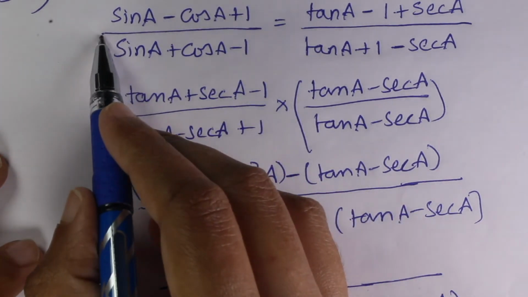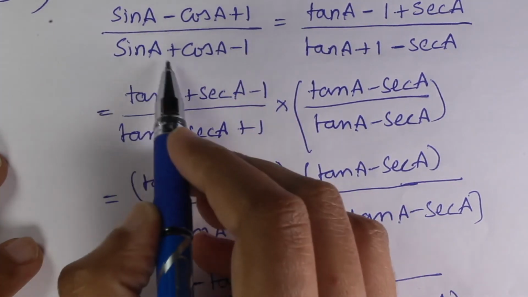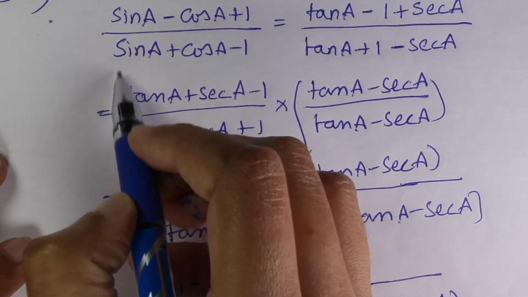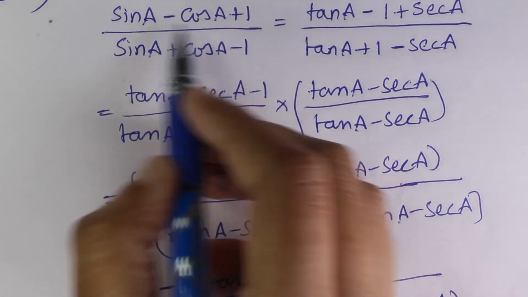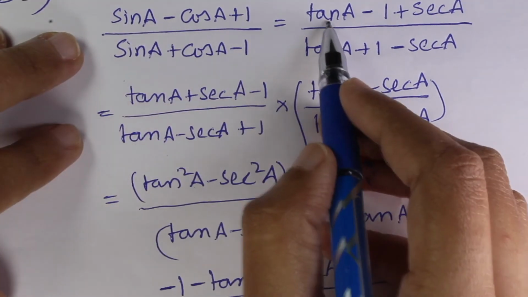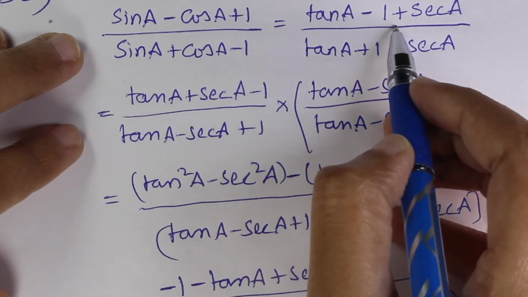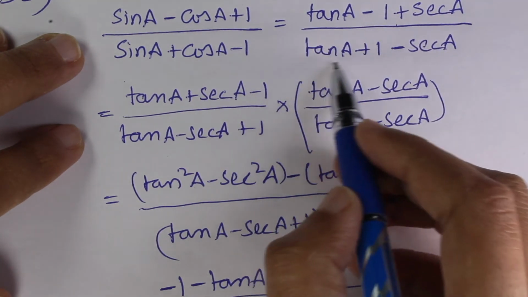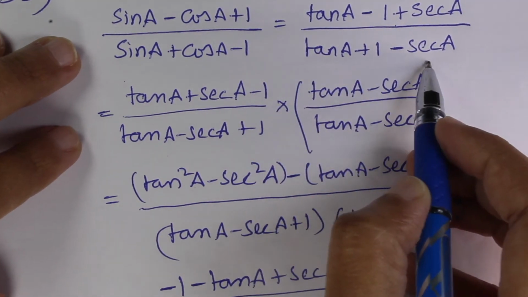So first of all we will take (sin A minus cos A plus 1) divided by (sin A plus cos A minus 1). We will divide both numerator and denominator by cos A. So sin A by cos A becomes tan A, minus cos A by cos A becomes minus 1, plus 1 by cos A becomes secant A. In a similar way, the denominator becomes tan A plus 1 minus secant A.